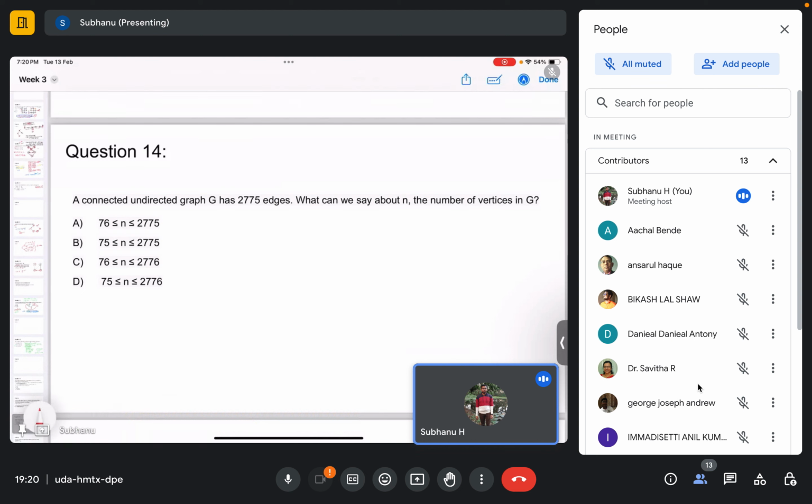So how many edges are there in the graph? 2775. Okay, and what can we say about n? If there are 2775 edges, then what will be the number of vertices there? So that's the question basically. So how many types of graphs are there?